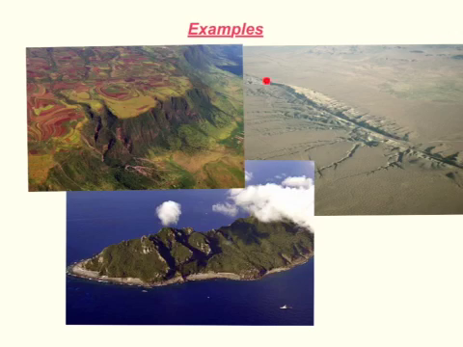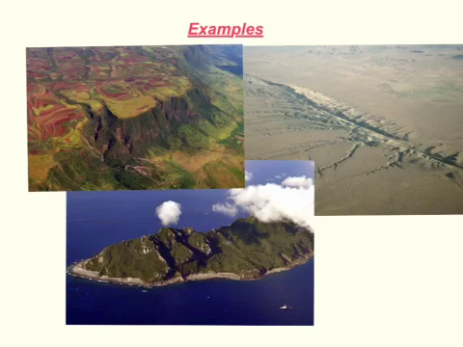This next one is the San Andreas Fault in California, and the two plates here and here are moving in different directions away from each other, creating shear stress. And down here we have an island from Japan, and that was created by convergent boundaries, ocean to ocean specifically.